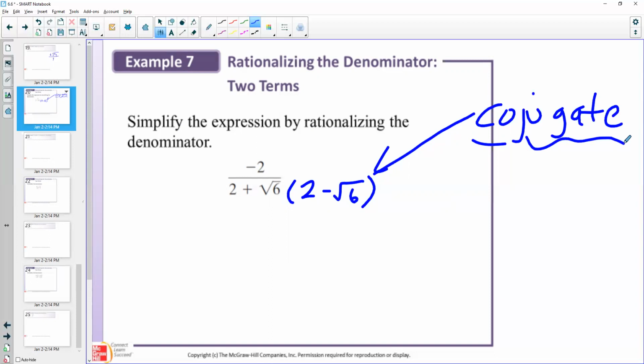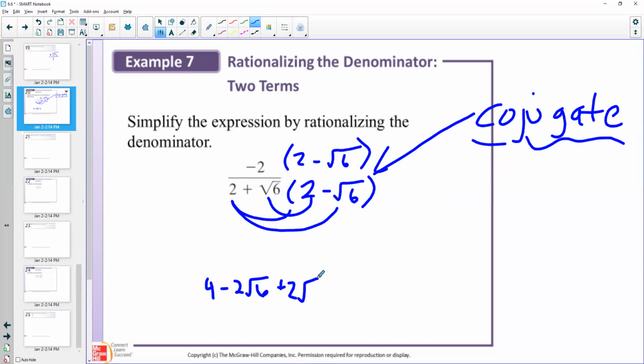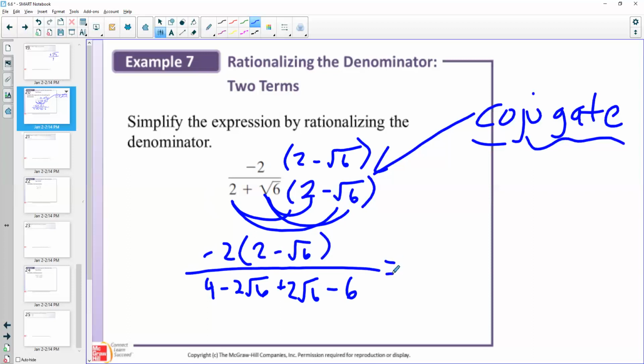This is called a conjugate of this. So here's what's going to happen. I'm going to multiply the top and the bottom by this new binomial. And then I'm going to FOIL the bottom. So 2 times 2 is 4. 2 times negative radical 6 is minus 2 radical 6. 2 times radical 6 is plus 2 radical 6. Radical 6 times negative radical 6 is minus 6. On the top, I'm just going to put that up there for a sec. On the bottom, let's see what happens. These guys cancel. I have 4 minus 6. It's going to be negative 2. No more radical.